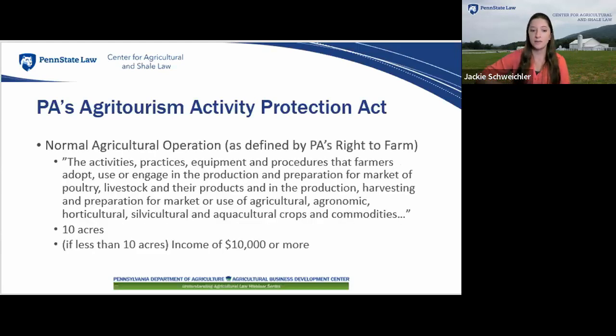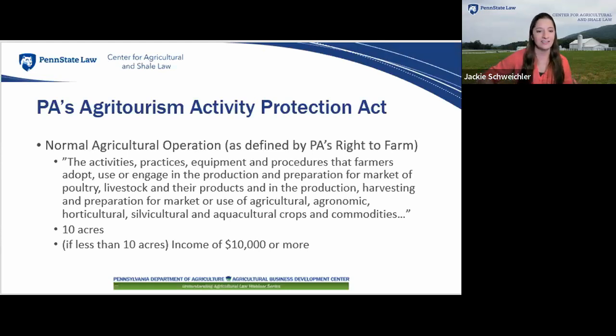Okay, the second requirement, or element number 2, is that the agritourism activity must occur on land that is used for a so-called normal agricultural operation. And the definition of normal agricultural operation is actually defined under Pennsylvania's Right to Farm law. So we have that listed here on the slide. And that says that the activities, practices, equipment, and procedures that farmers adopt, use, or engage in the production and preparation for market of poultry, livestock, and their products, and in the production, harvesting, and preparation for market, or use of agricultural, agronomic, horticultural, silvicultural, and aquacultural crops and commodities.